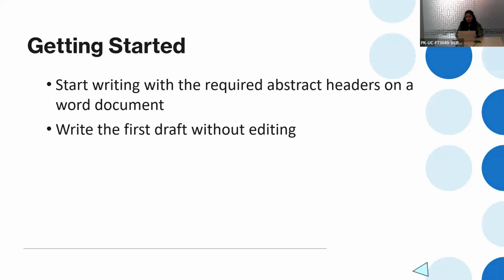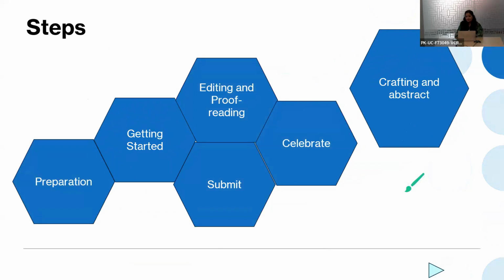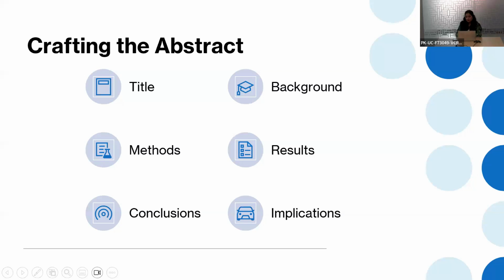With that, let's move to the third step, which is actually crafting the abstract. Please excuse the typo here. It's crafting an abstract. And this is the main body. Under these headings, you have to craft your abstract.